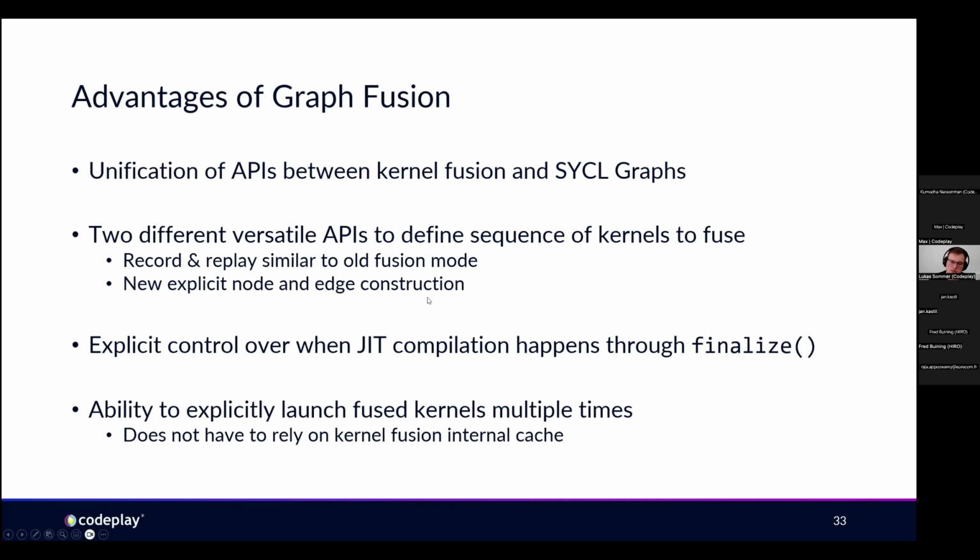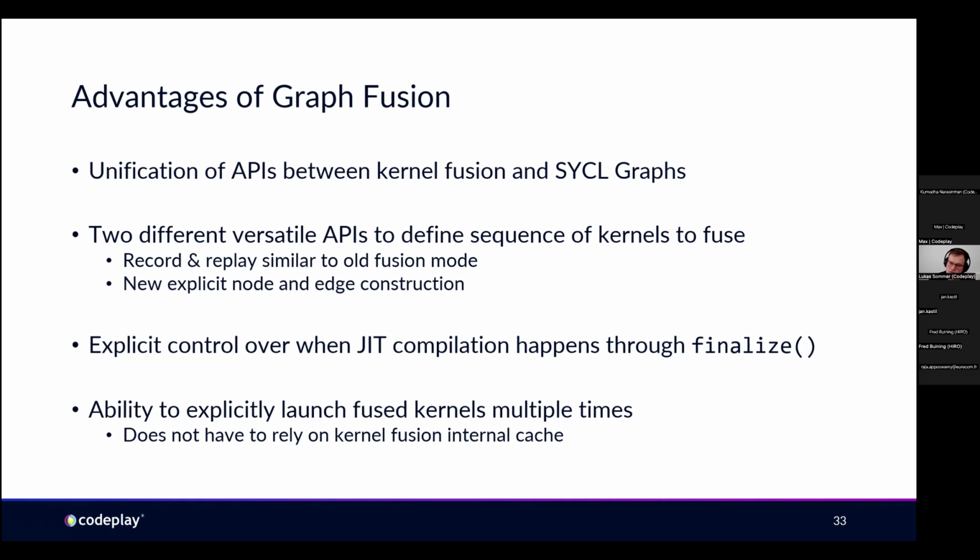We also gain something from using this graph API, because before, kernel fusion only had something that is similar to the record and replay mode. We now also have a way to explicitly construct your graph from nodes and edges if you want to fuse something. So that's an additional feature we gain for kernel fusion.